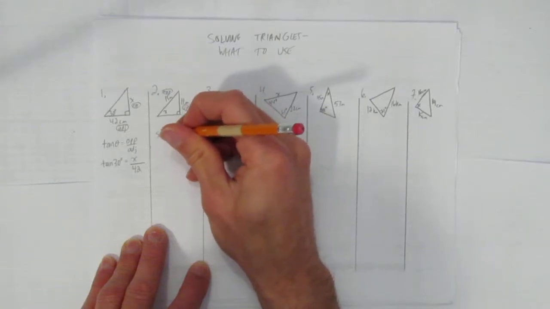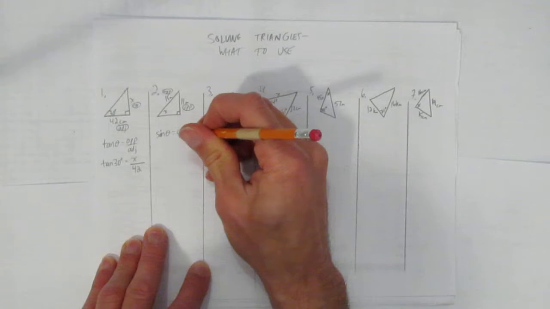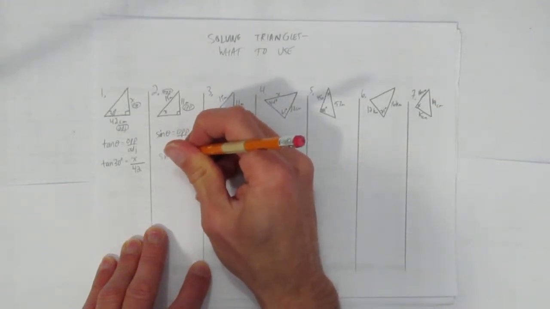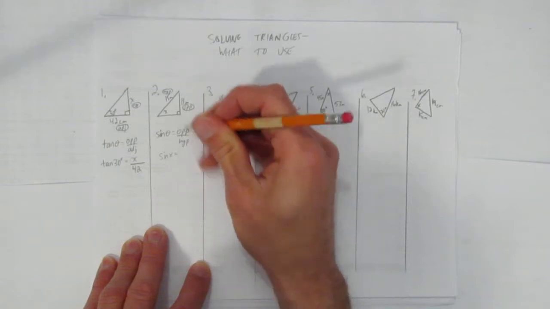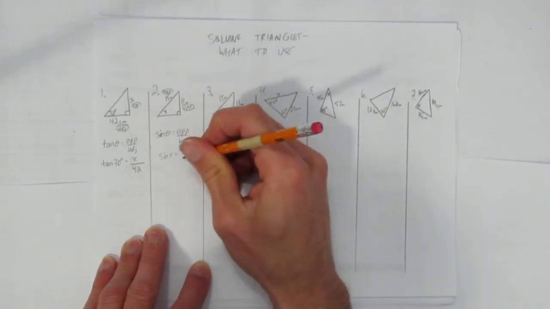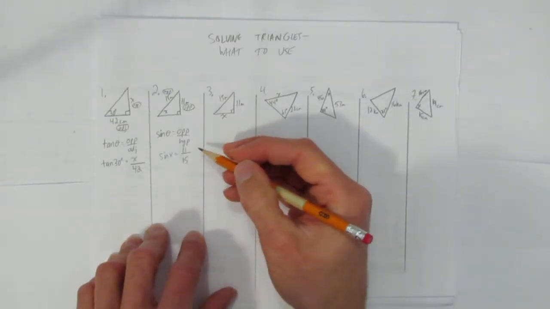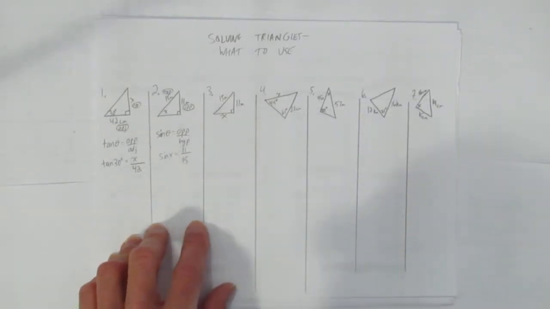So which formula, think SOHCAHTOA, uses O and H? The answer, of course, is sine. So I write sine theta equals opposite over hypotenuse. So the sine of x equals opposite, 11, over hypotenuse, 15. Again, there are videos on how to do that. If you want to learn how to solve it, I'm just showing you what to use.